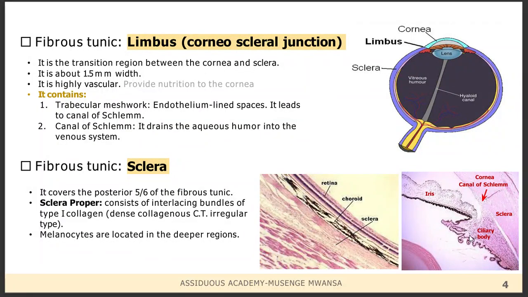So you can also see it here. This is the ciliary body in the posterior chamber. When it produces aqueous humor, it will move like this, and then it will pass. There will be a space here where you have got the pupil, and then it will come like this and then drain in the canal of Schlemm.